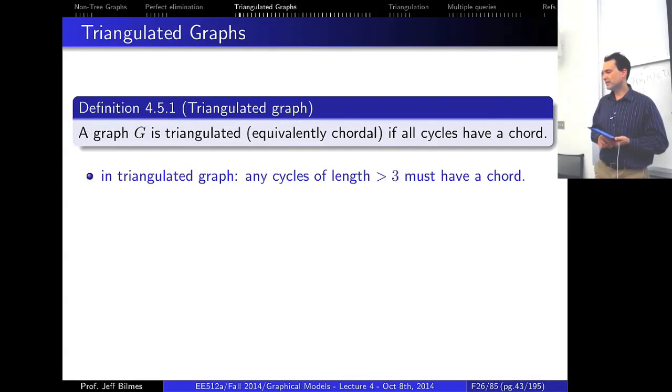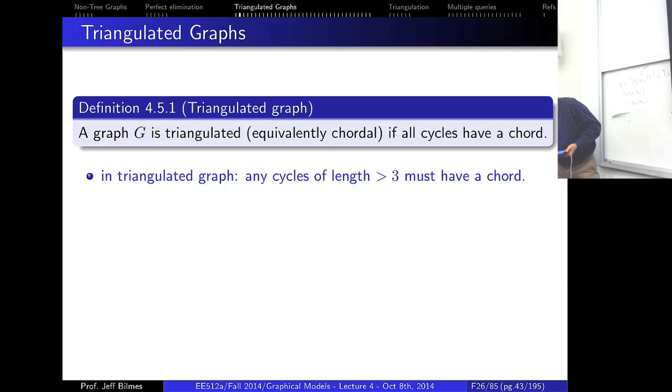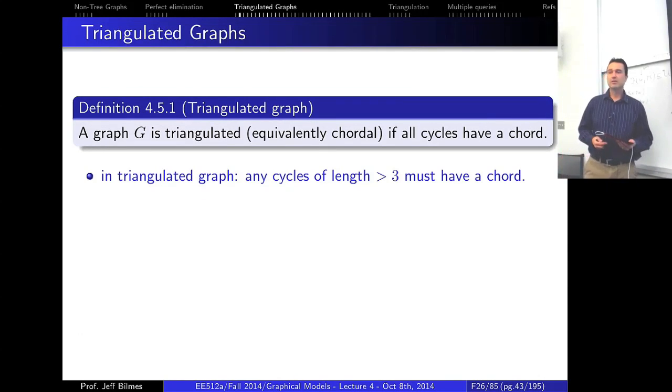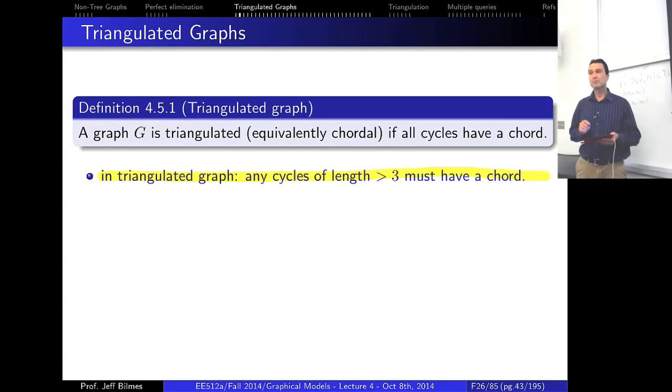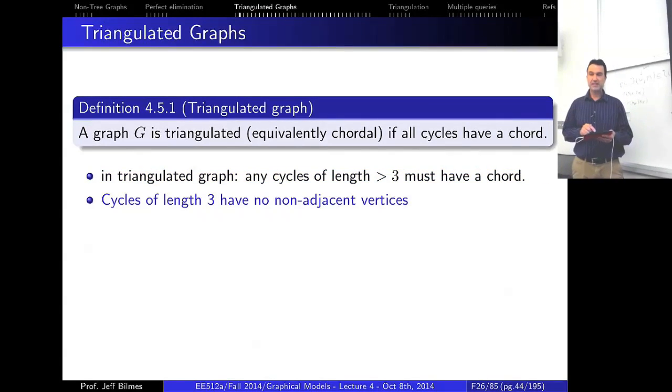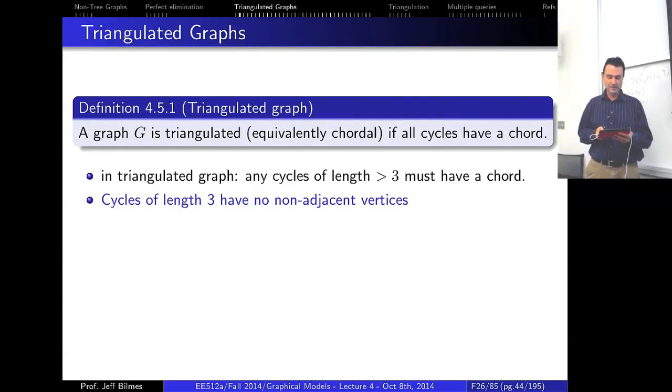Okay, the definition of a triangulated graph is the following: a graph is triangulated, or equivalently chordal, if all cycles have a chord. Sometimes you say that all cycles of length 4 or larger have a chord. But in this class I'm saying that all cycles have a chord. And the reason you can say that is because in a triangulated graph, any cycle of length greater than 3 must have a chord. But any cycle of length 3 has no non-adjacent vertices, so all vertices are adjacent in that cycle. So in some sense, it rules that condition out right away, just by the nature of the length of the cycle.